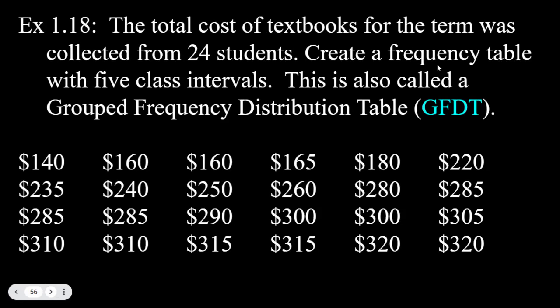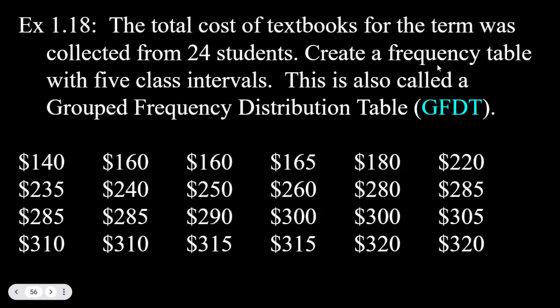Example 118, the total cost of textbooks for the term was collected from 24 different students. Create a frequency table with 5 class intervals. This is also called a grouped frequency distribution table, and you will see this on the homework called a GFDT. So make sure you maybe underline that or highlight it in your notes.